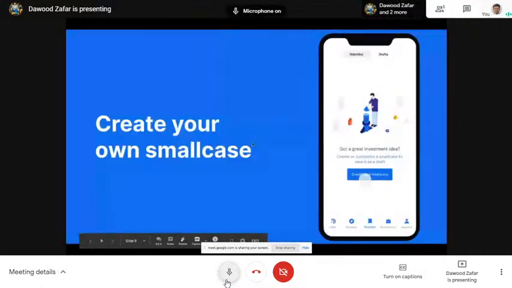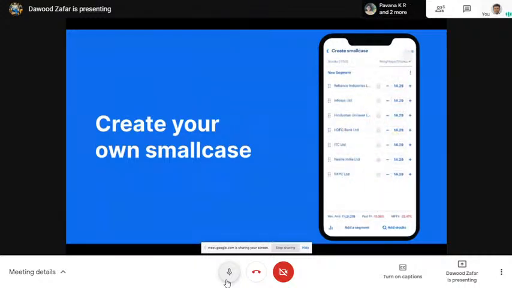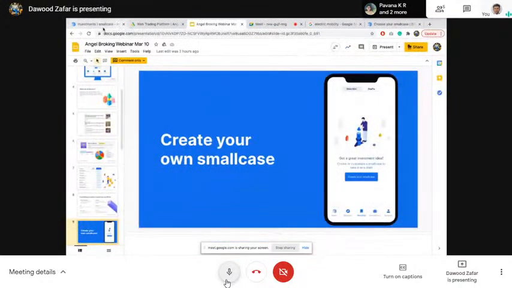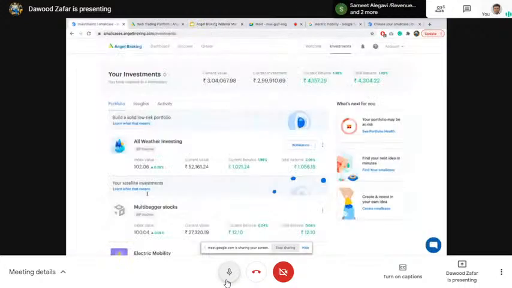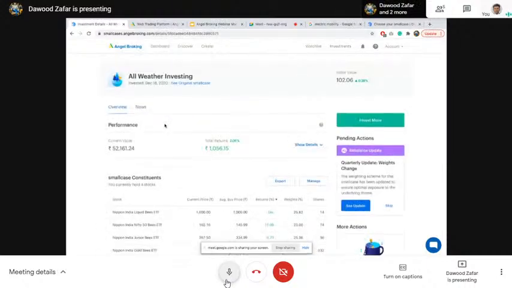Can you just talk a little bit about rebalancing? What does rebalancing do? And you have also shown us that a user can create their own smallcases, while there are predefined smallcases. What is the difference between these two?